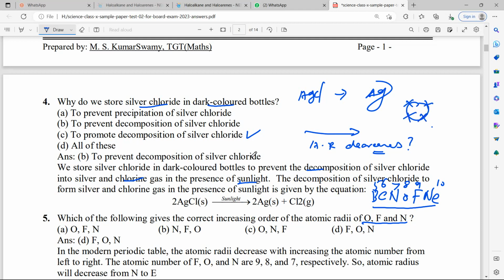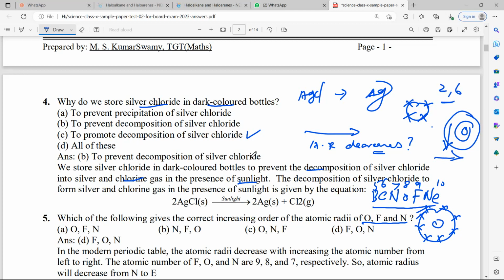For example, 5 electrons in boron. For carbon, the 6th electron is added to the same shell. In nitrogen, the 7th electron is added to the same shell. For oxygen, the 8th, for fluorine, the 9th, and for neon, the 10th electron is added to the same shell. When we are going down a group, the electrons are added to different shells. When we are going across the period, the electrons are added in the same shell.